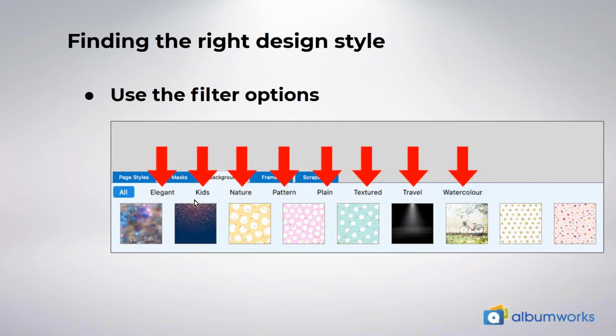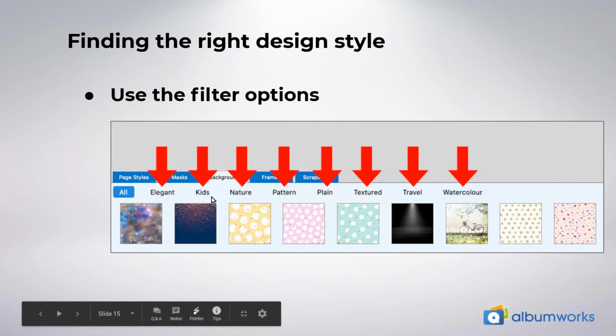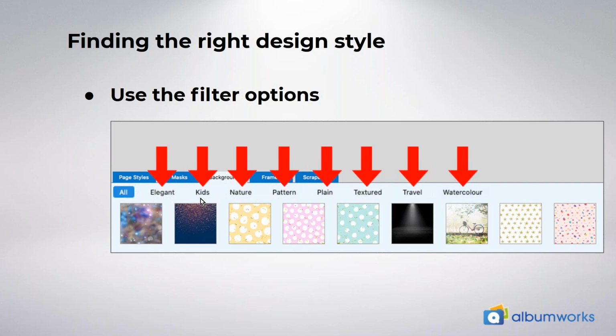Or if you're doing a travel book, for instance, you could choose backgrounds, etc. from the travel category. Or if it's a kids book, you might like to choose lots of fun, colourful images from the kids category.